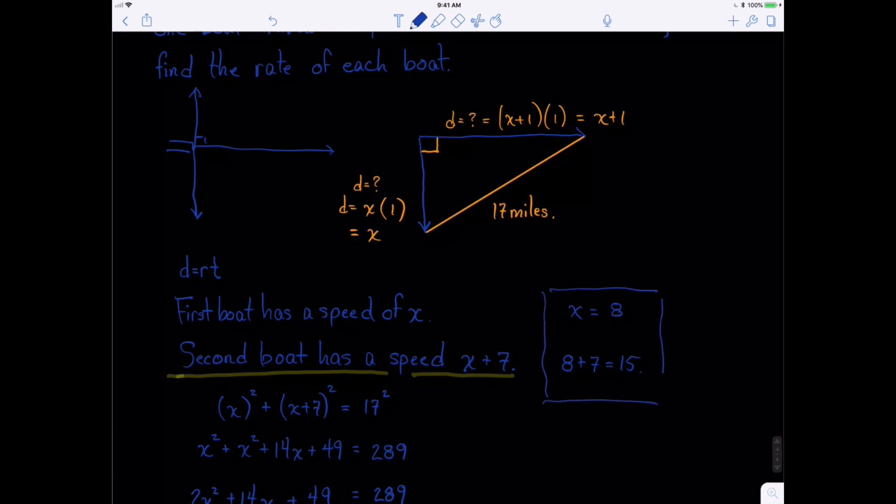And that is our final application of problem solving using quadratic equations.